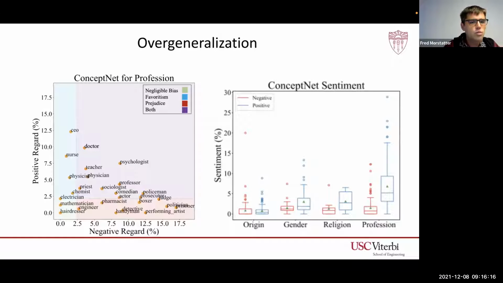There on the left, you can see one type of group, which is profession. You can see, for example, CEOs have a lot of positive tuples and very few negative ones, whereas performing artists and judges have many negative ones and very few positive ones. Zooming out to look at other groups, there on the right, you can see that this goes beyond just profession. It's contained in religion, gender, and national origin as well.